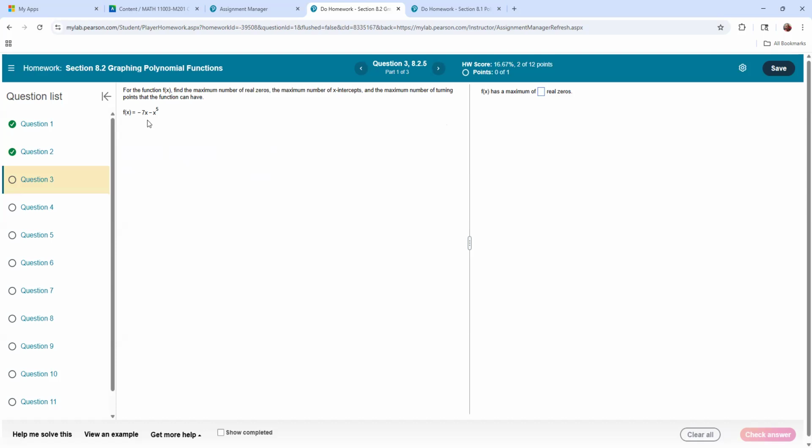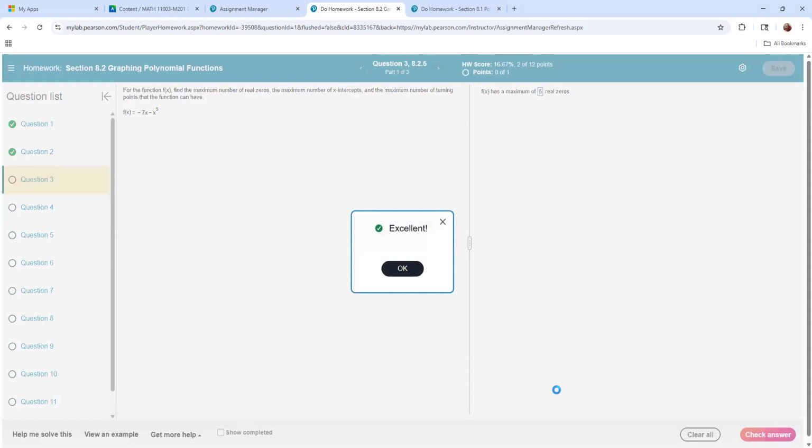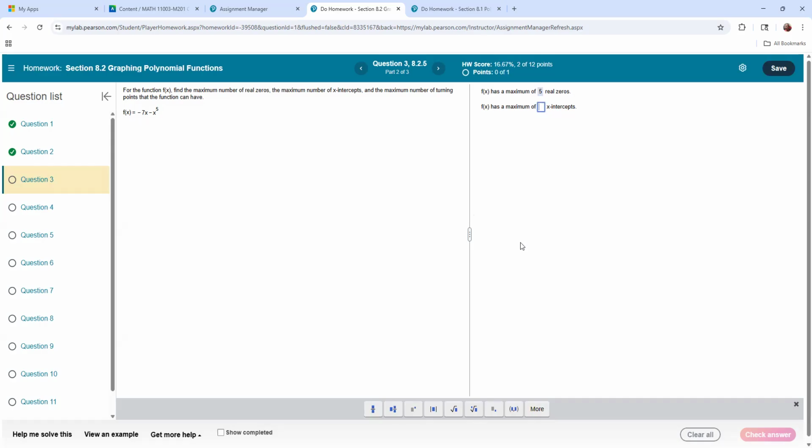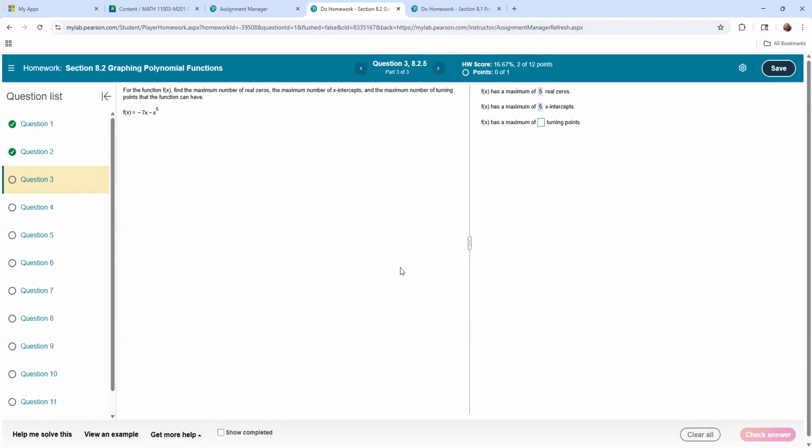So let's see what they did here. Same thing. F of x equals negative 7x minus x to the 5th. All right, y'all. What's the maximum number of real zeros? All right, good job. Out of order, but 5 is still my highest exponent. All right, so what about x-intercepts? All right, once again, that is 5. And y'all, finally, maximum number of turning points.